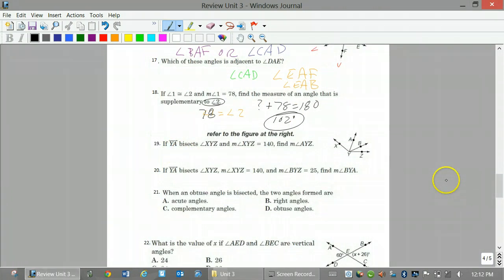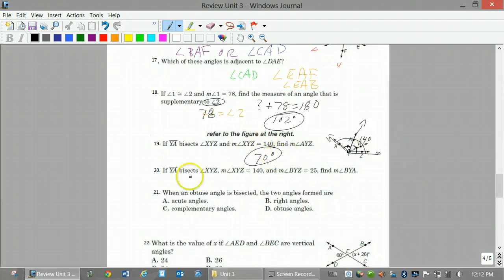Anyways, YA bisects XYZ. Okay, so in the picture that means this and this big guy, those are congruent. XYZ, the whole big one, is 140. Find AYZ. Okay, so 140 is made up of two congruent angles. So if we divide 140 by 2, that'll be 70, and that'll give us a measure of AYZ.